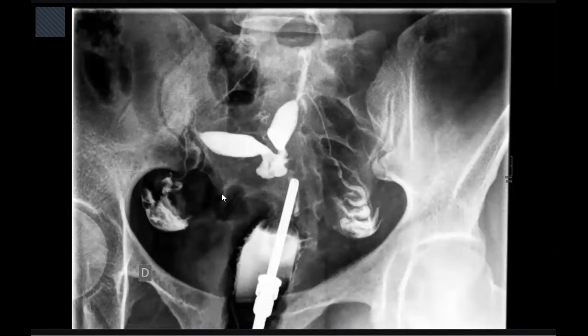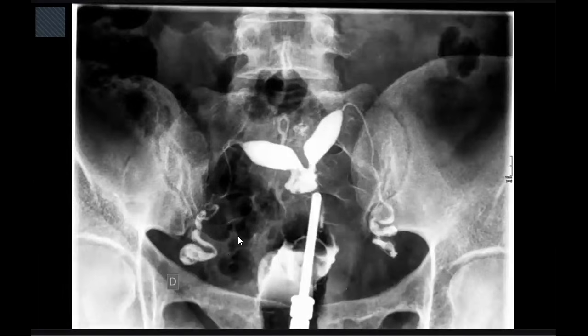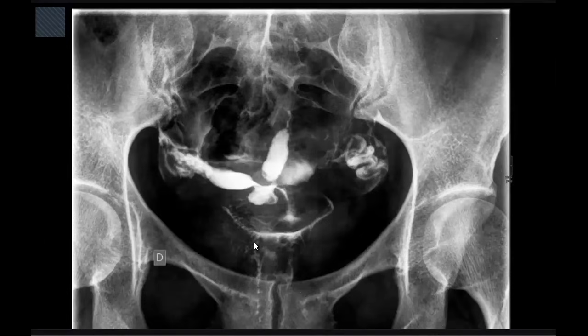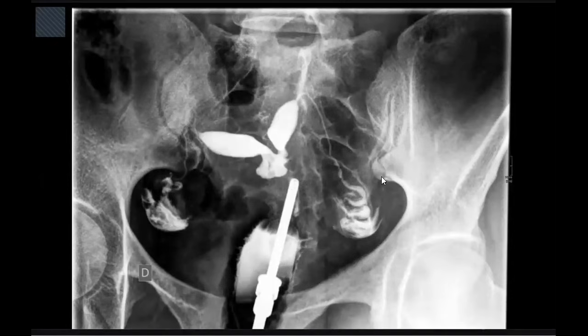Here I could appreciate that the contrast is not freely noted within the peritoneal cavity, and there is contained leakage on both sides. Yes, here I can appreciate that there is contrast within the peritoneal cavity, but no free spillage is noted on the left side. This looks more like bilateral spillage of the contrast.